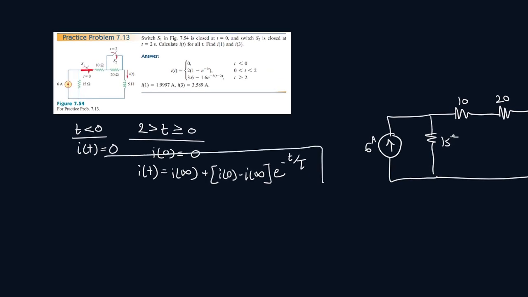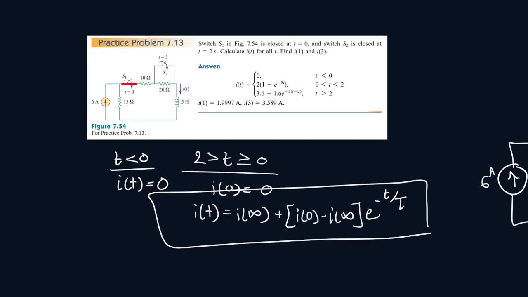The only time you use this formula is when you turn on or off one of the switches and there's still some source involved, not when you turn the switch on and off and the circuit fully disappears. In this case, when the switch was on, there was a source here, but when it was off, the entire circuit was fully erased from existence. So that's when you use this formula.